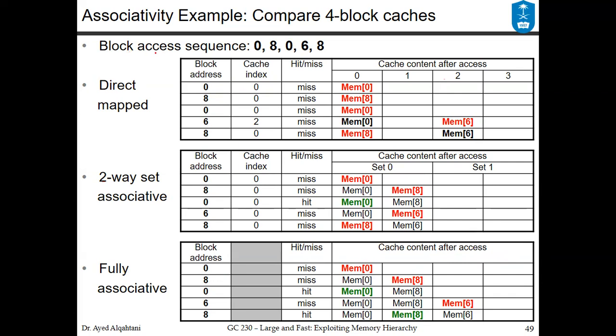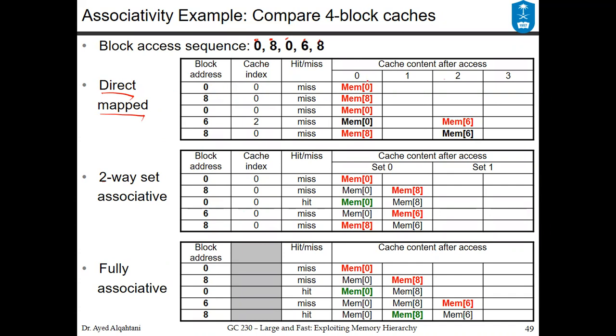Now, the block access sequence: you want to access block 0, followed by block 8, followed by block 0, followed by 6, and then 8. And this is why we list them this way, as you can see. The first thing that you should do is find the address. And to find the address for the direct map cache, you get the cache index by getting the block address mod the number of the blocks.